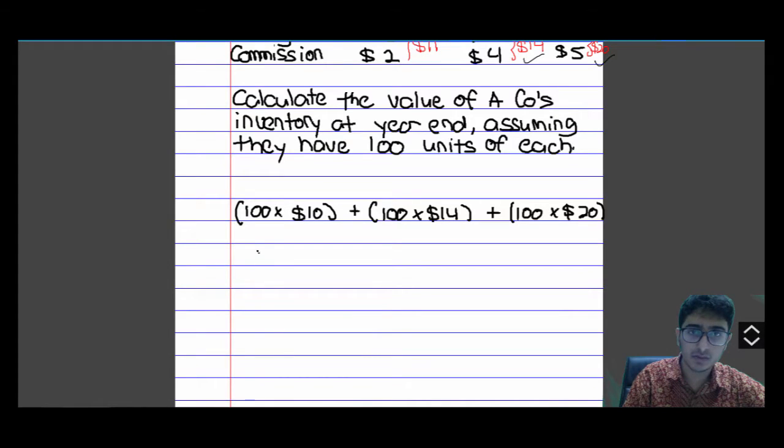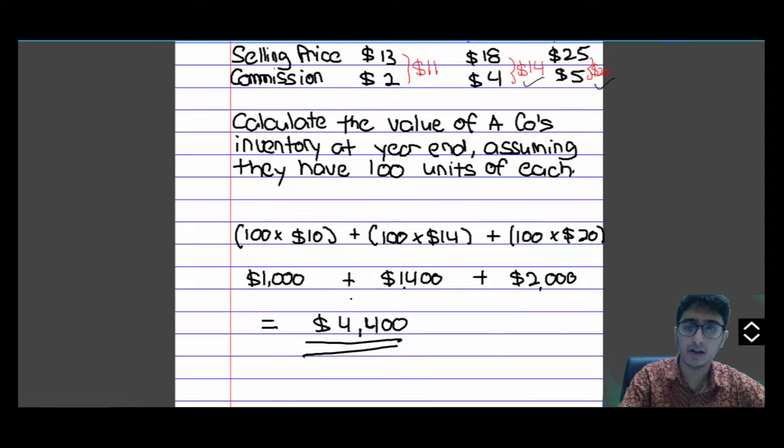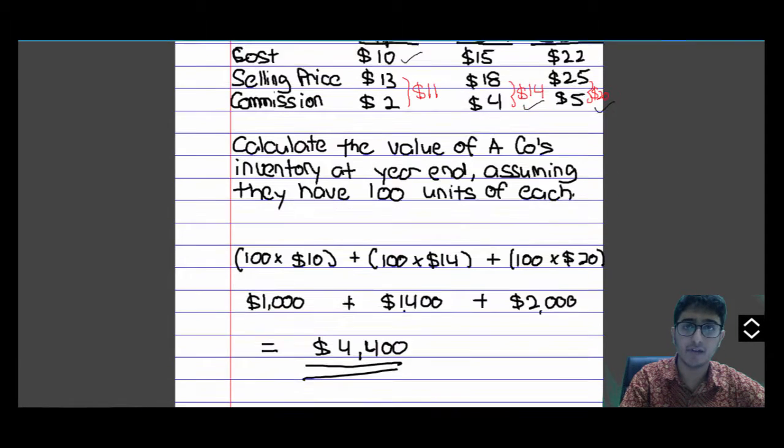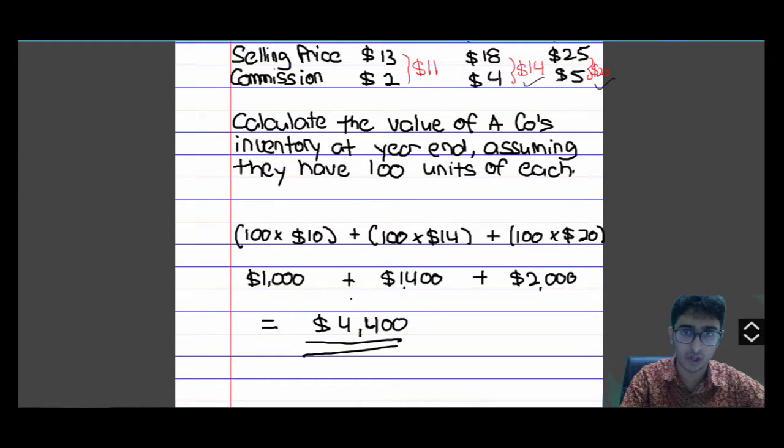This would end up to $1,000 plus $1,400 plus $2,000, hence leading to an answer of $4,400. Okay, so at the year end, ACO's inventory is actually having a value of $4,400.